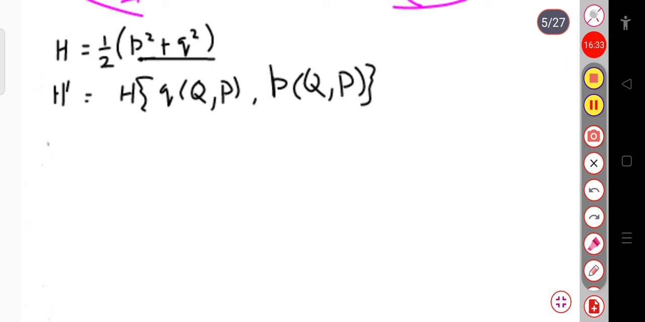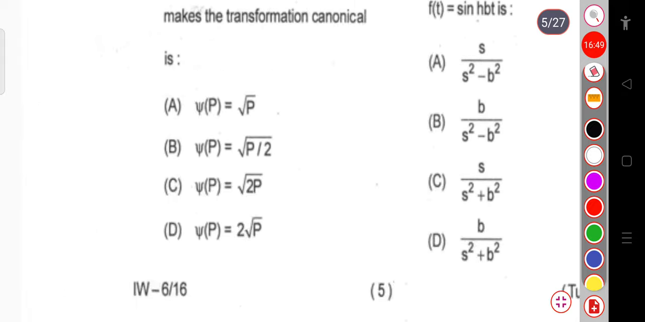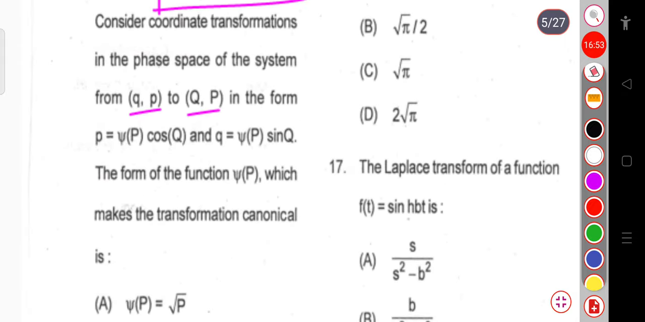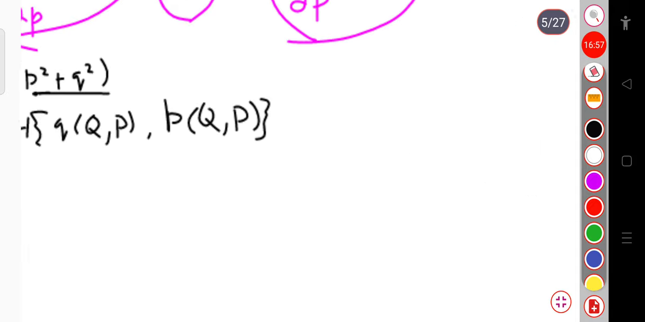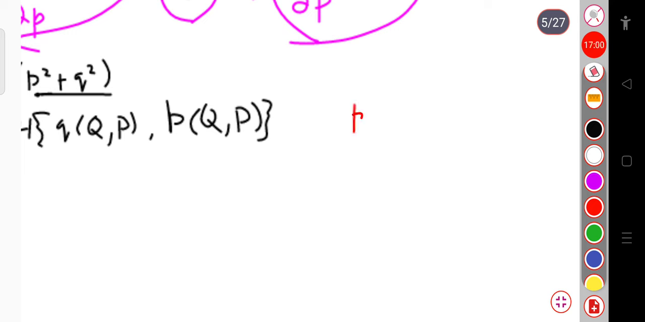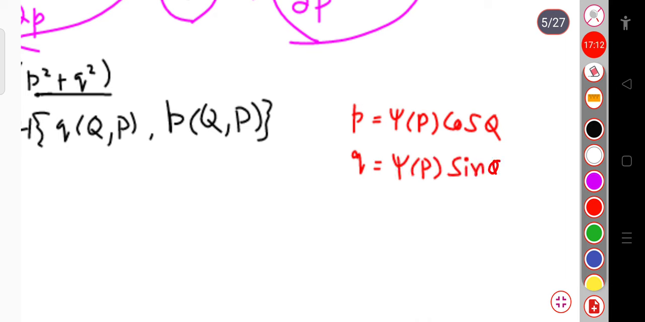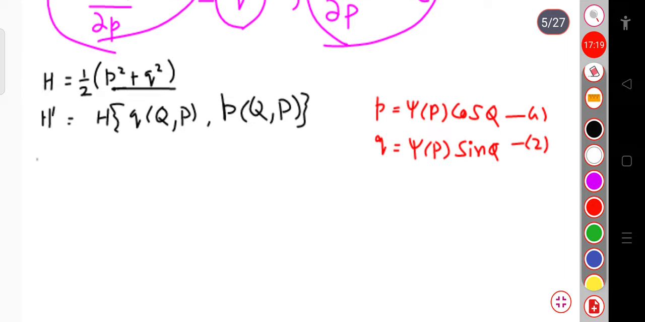Okay, now here let me write the small p value that is given. You can see here in the question, p is psi of P cos Q and q is psi of P sin Q. So if I write here, small p equal to psi of P cos Q and small q equal to psi of P sin Q. Okay, now first of all divide equation number 1 with equation number 2.